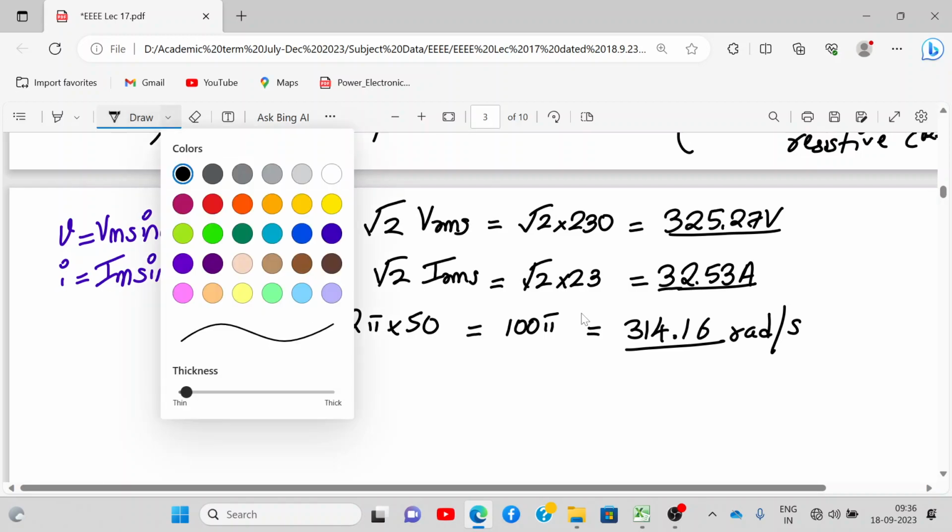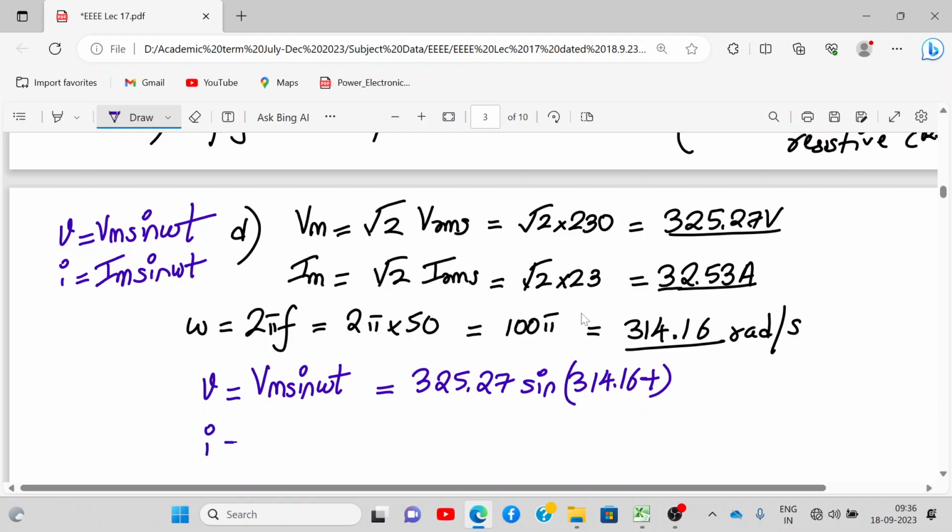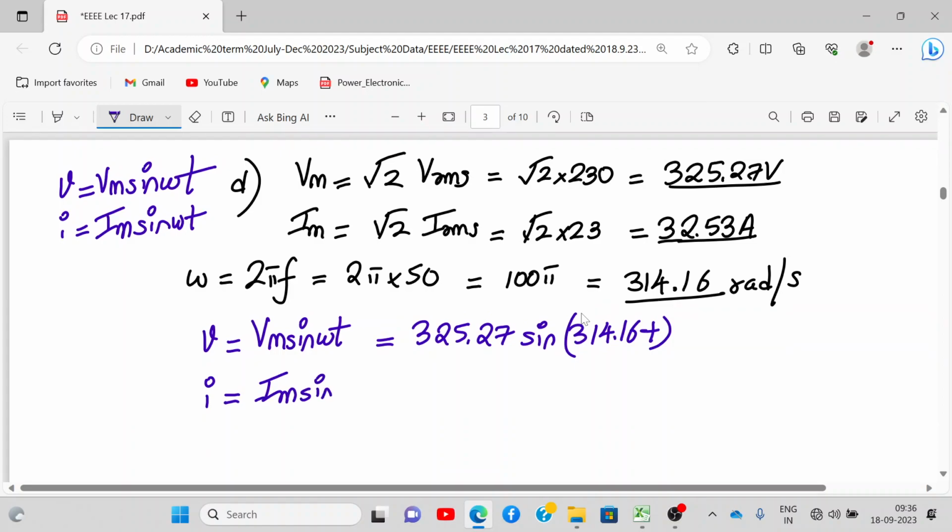Now, what will be the expression for V? V will be Vm sine omega t, so it will be 325.27 sine 314.16 t. And I will be Im sine omega t, so it will be 32.53 sine 314.16 t. So these are my expressions for V and I. Straightforward, nothing new. We have done the analysis, so it's quite simple.